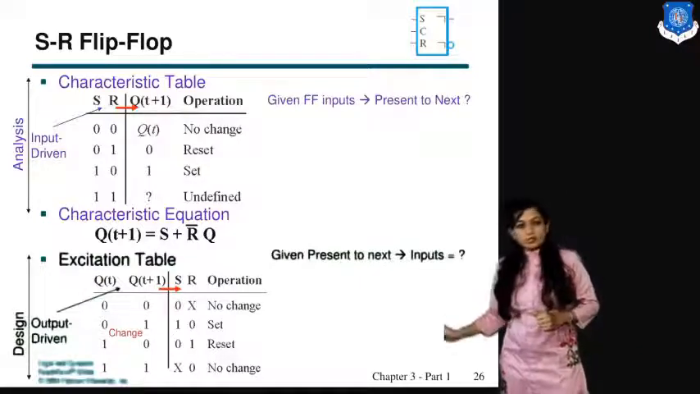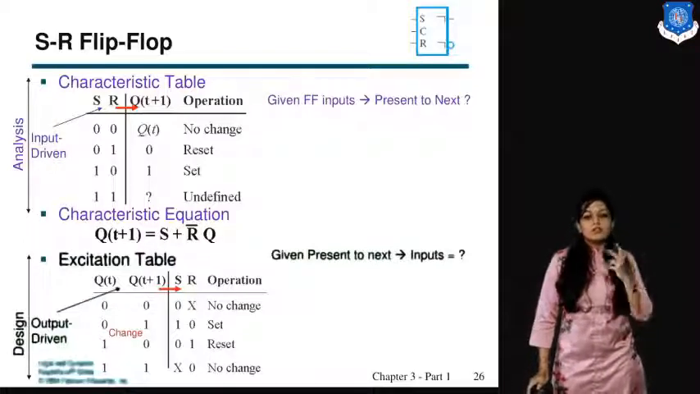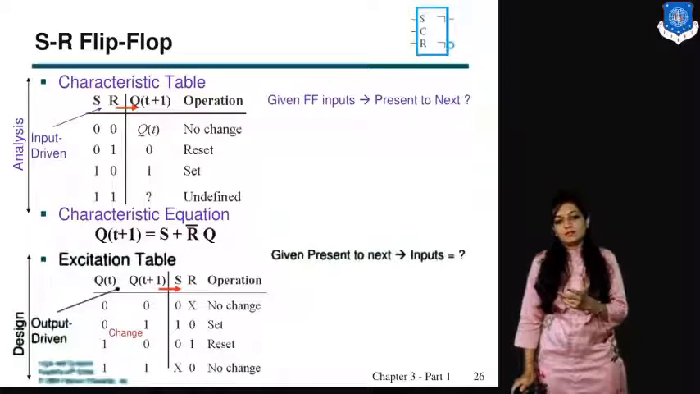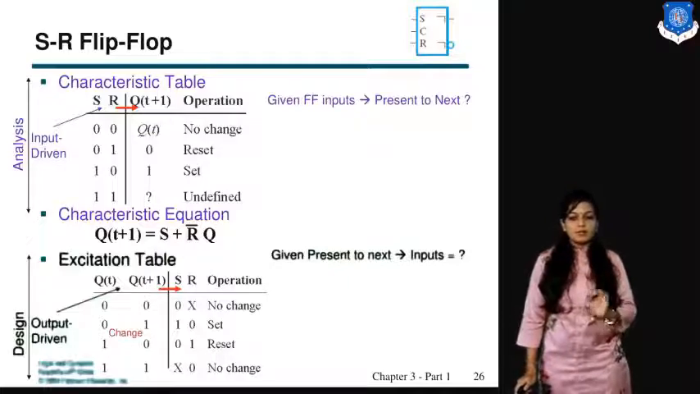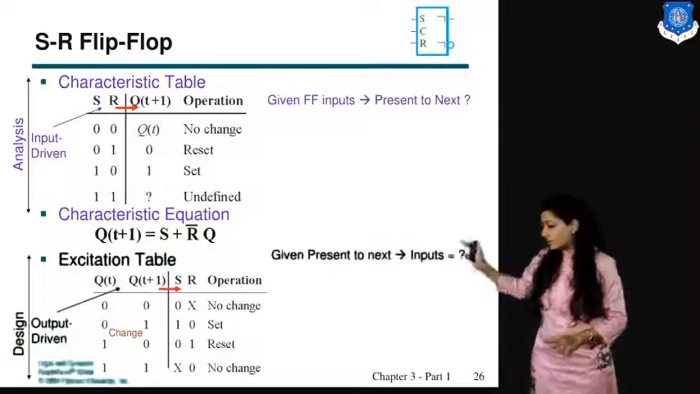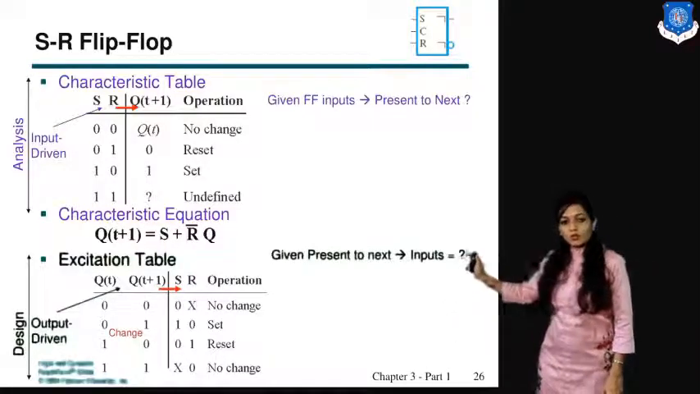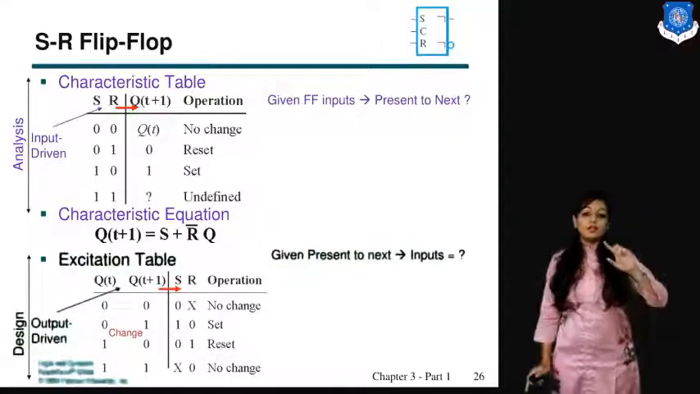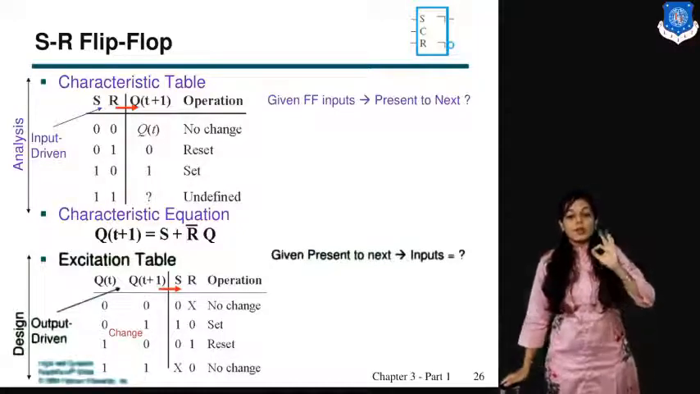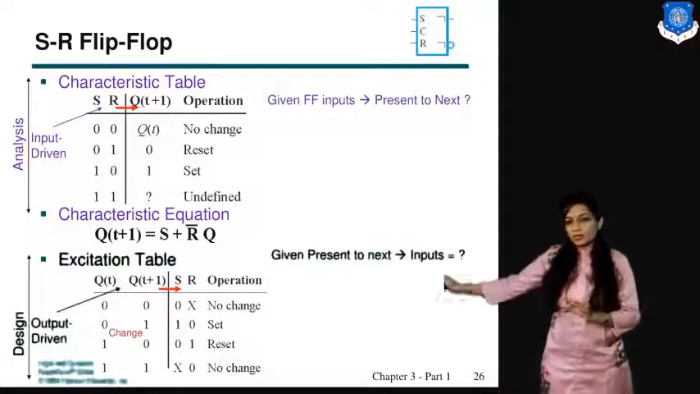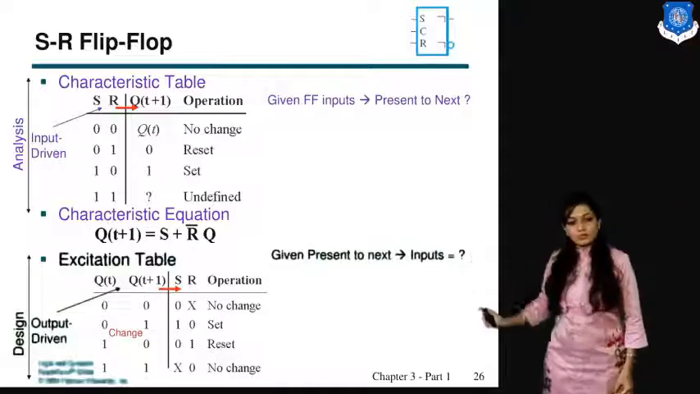Now if Q is equal to 0 and my next state is equal to 1, then the value of my S would be 1, because my flip-flop is set. So S is equal to 1, R is equal to 0. If Q of t is equal to 1 and Q of t plus 1 is equal to 0, my value of R will be 0 or 1. It depends on whether my flip-flop is set or reset. Here my next state becomes 0, so S is equal to 0, R is equal to 1.